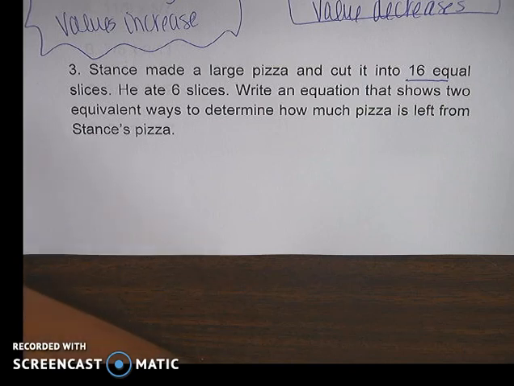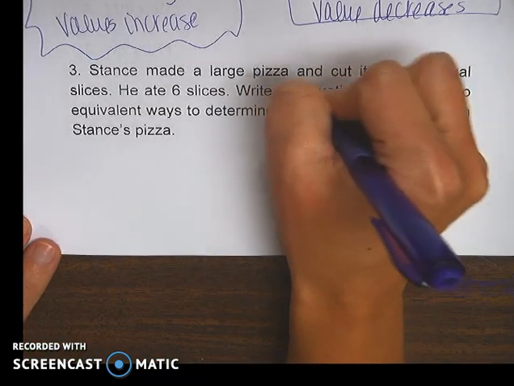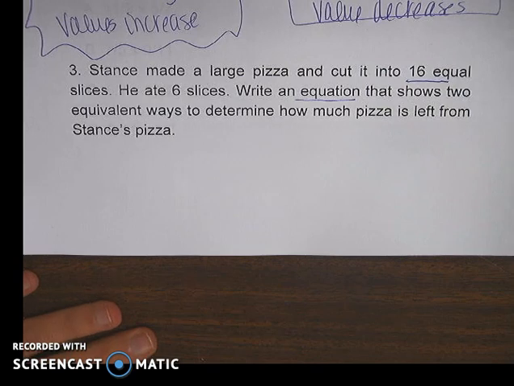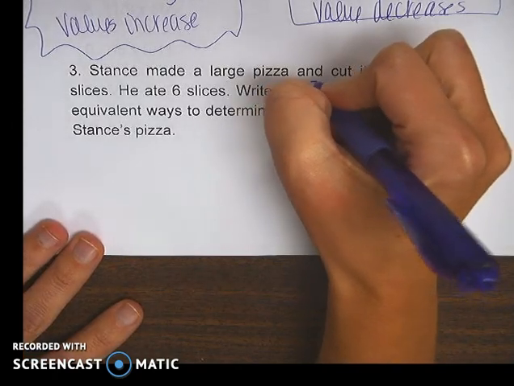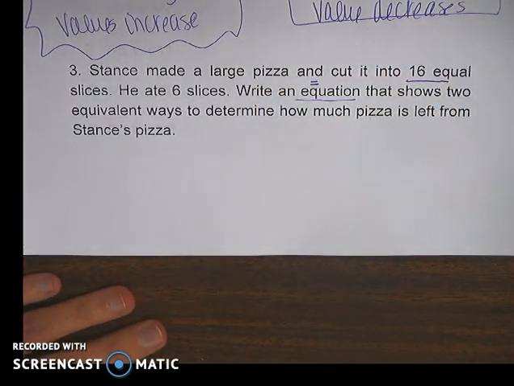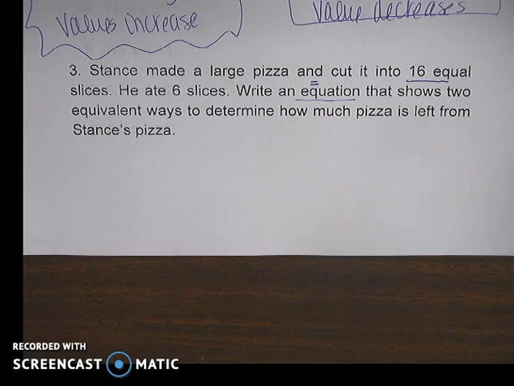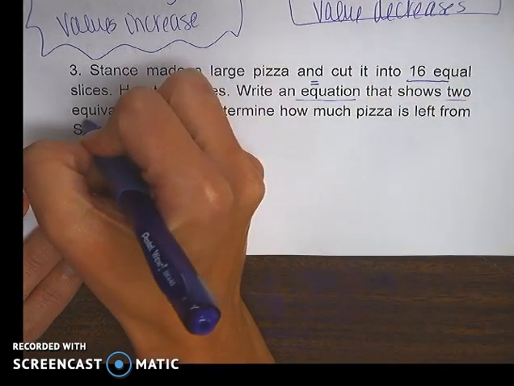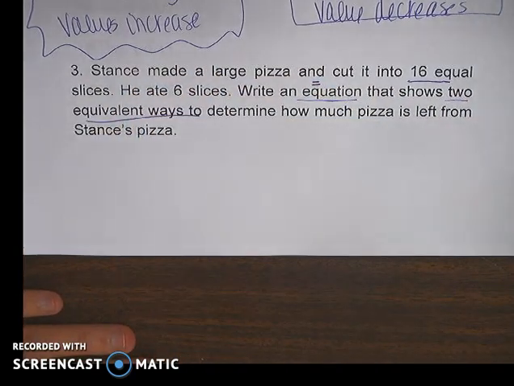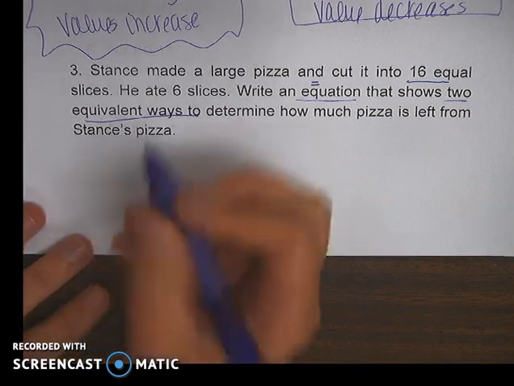Stance's pizza. Okay, there's a couple words in here we need to talk about. An equation. We're not going to learn about equations until next 6 weeks, but we know that an equation has to have an equal sign. So I'm just going to write an equal sign. And then the other word in here that means equal is the word equivalent. Show 2 equivalent ways to determine how much pizza is left from Stance's pizza.